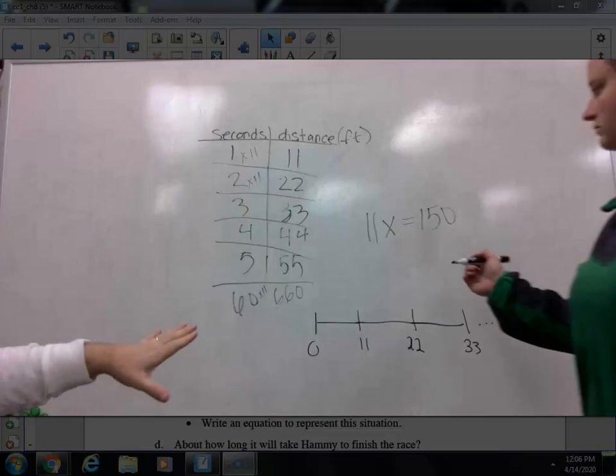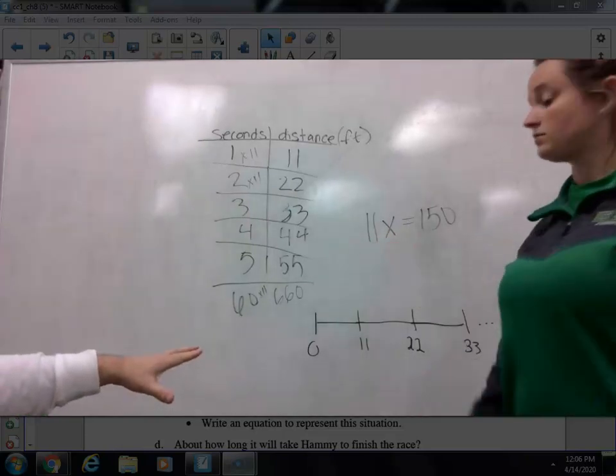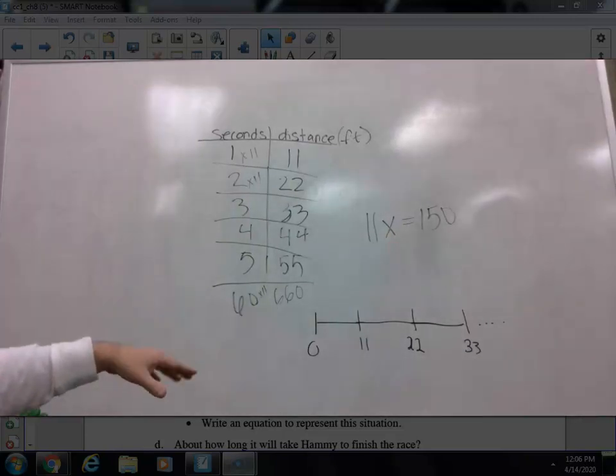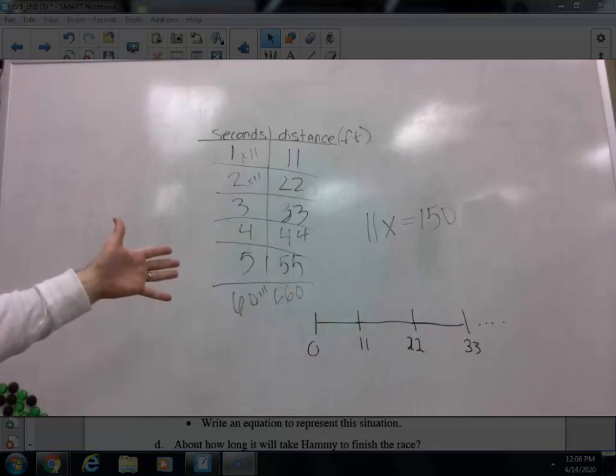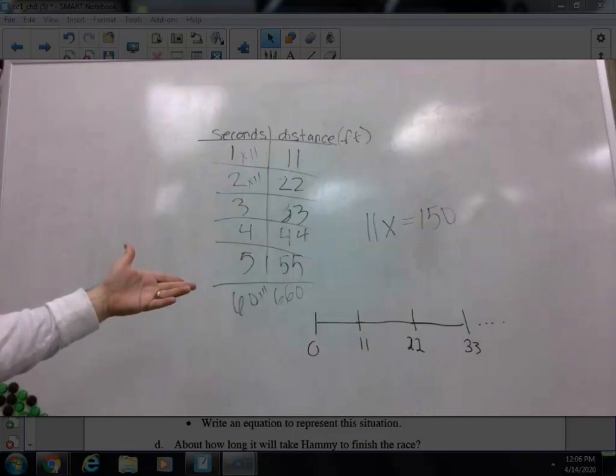So you guys can go ahead and pause the video, continue your diagram to get to 150 feet. Also go ahead and solve the equation that Ms. Lanzo wrote, 11x is equal to 150, and see if we get the same answer.